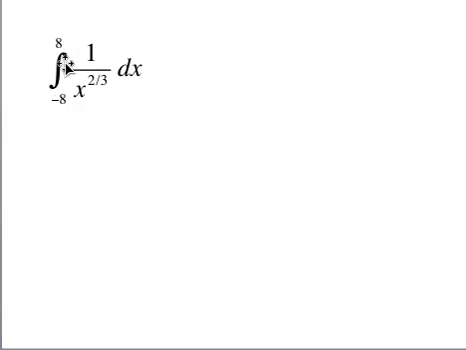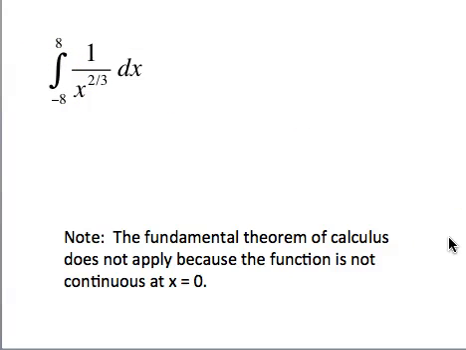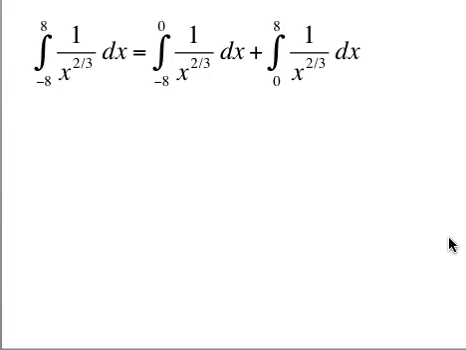Our next example, integral from negative 8 to 8 of 1 over x to the 2/3 power. Well, what can we do with this? We recognize that 0 is a problem. If I plug 0 into this function, I get 1 over 0 to the 2/3, 1 over 0, not acceptable. So we have an interior discontinuity, so I'm going to write this as the integral from -8 to 0 plus the integral from 0 to 8, because of the fact that that function is not continuous there at x equals 0. So -8 to 0 plus 0 to 8.